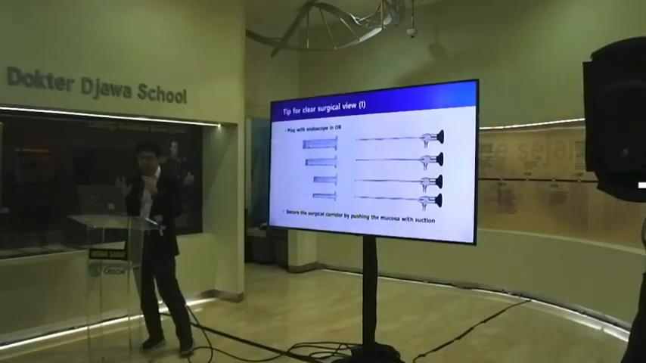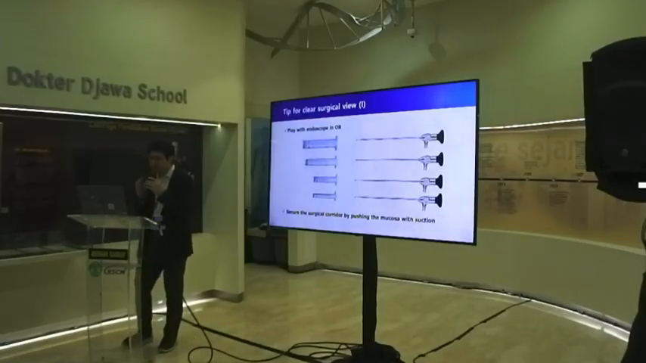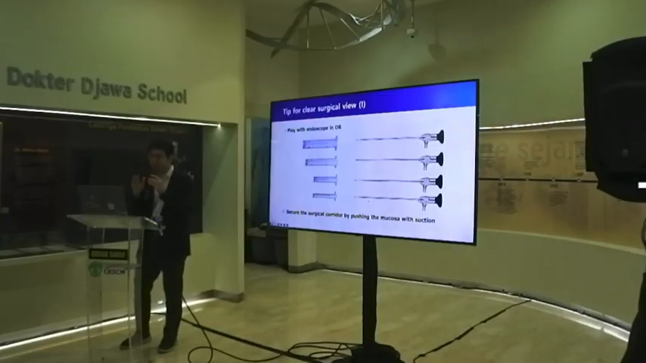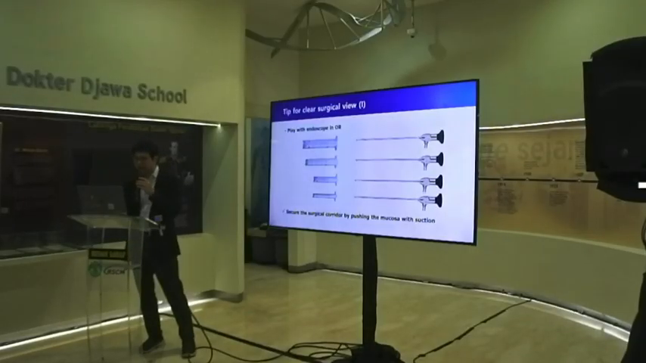So there are some tips for a clear surgical view. To overcome some of these challenges, it's important to know a few tips. First, you should secure the surgical corridor by gently pushing the mucosa with the suction. And secondly, you can avoid a bloody surgical field by using pledgets to protect the mucosa.